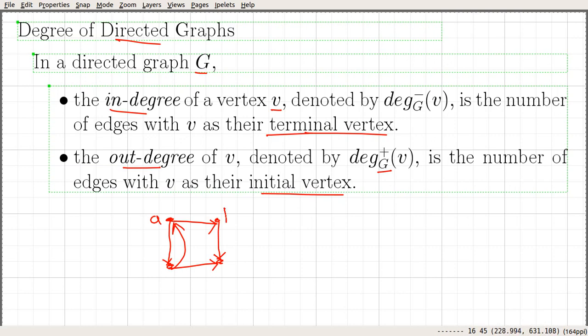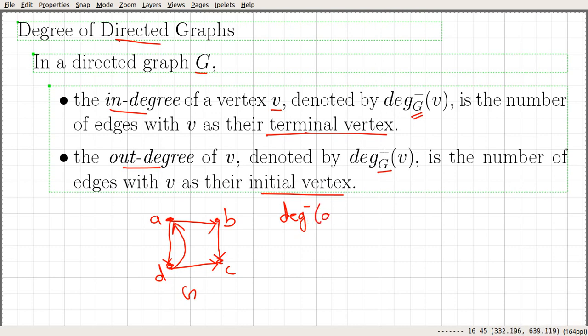Okay, so let's consider this graph and let the labels of the vertices be A, B, C, D. And we have 1, 2, 3, 4, 5 edges. Let me write down the in degree and out degree of each vertex. So this is our graph G. If we know the graph under consideration, we can avoid this G.